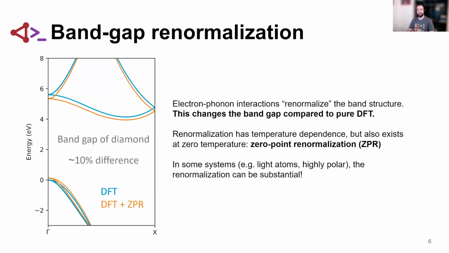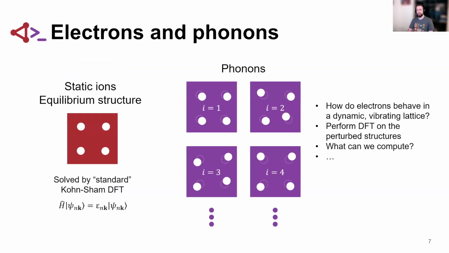All right, so now that we know what we want to compute, there are two ways to do that I will present. The first is the stochastic sampling approach, which I will outline in the following slides. So conceptually, where we start is a simple equilibrium structure where the ions are statically fixed at their equilibrium positions. This is your usual setup in the Born-Oppenheimer approximation, where you run VASP with a simple DFT calculation in an equilibrium structure. And as I've said, you obtain this electronic band structure by solving the Kohn-Sham equations.